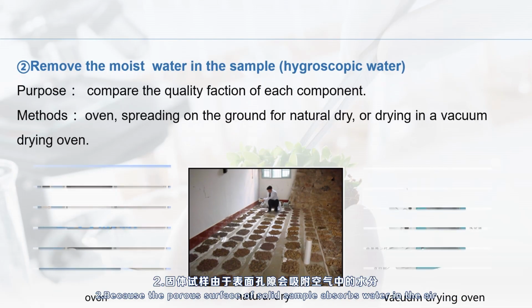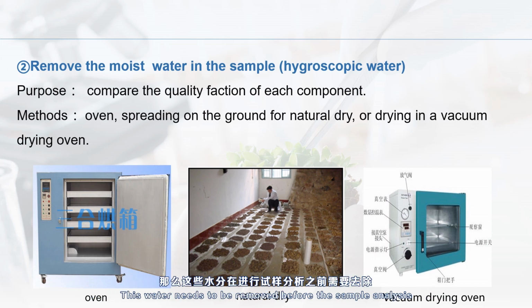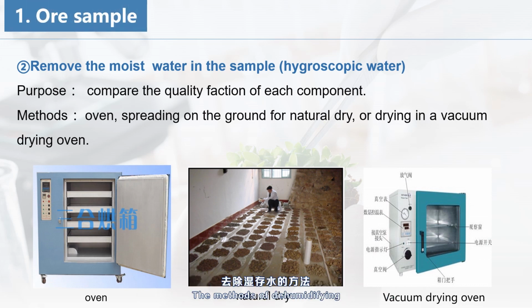Second, because the porous surface of solid sample absorbs water in the air, the solid sample always contains moist water, also called hygroscopic water. This water needs to be removed before the sample analysis. The purpose of dehumidification is to compare the quality fraction of each component. The methods of dehumidifying include drying in oven, spreading on the ground for natural dry, or drying in a vacuum drying oven. Then we can prepare the ore samples.